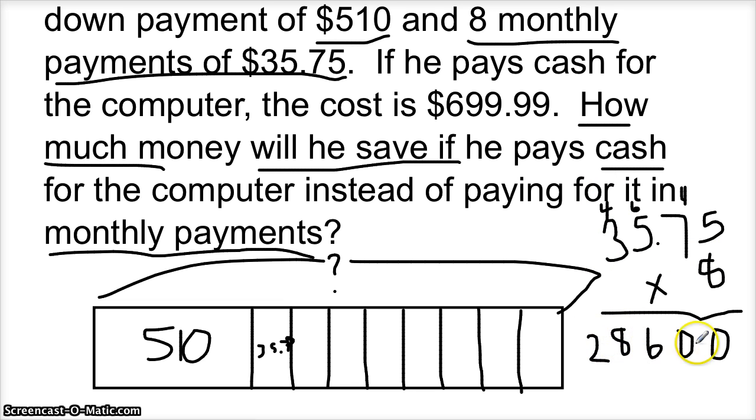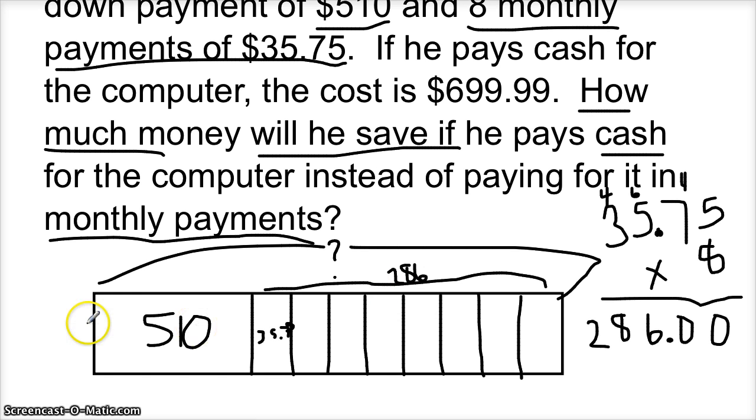So I have 28600, but I cannot forget this most important piece, this decimal right here. My decimal in the problem was 2 hops over, so my decimal in the answer goes 2 hops over. 286. So that means this chunk here is worth 286. How can we figure out what the total is? Pause the video while you do it and check your answer when you unpause.